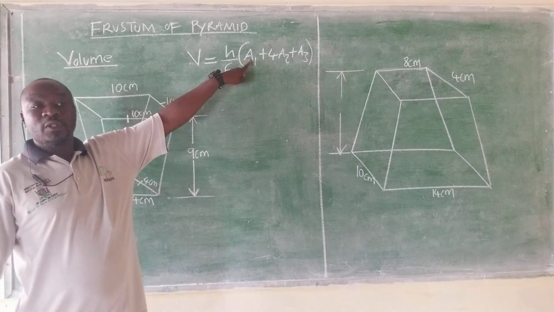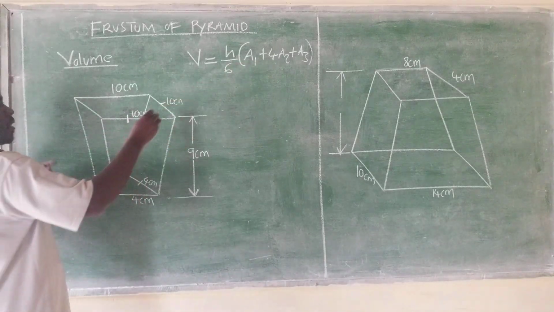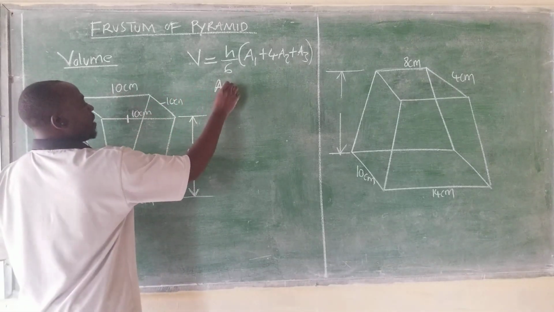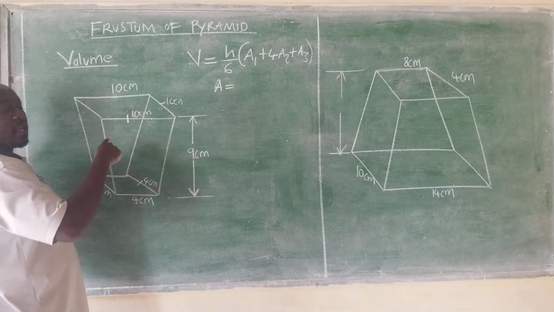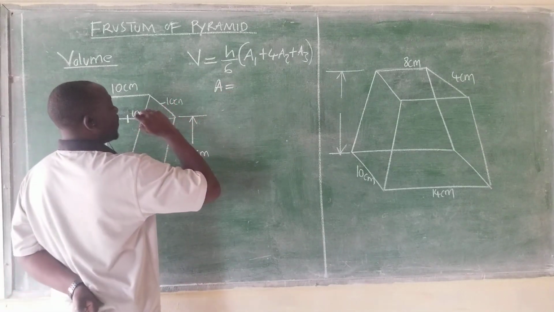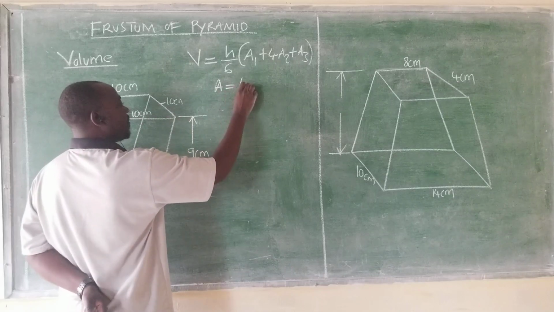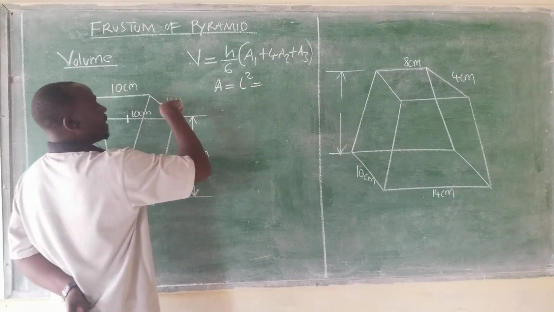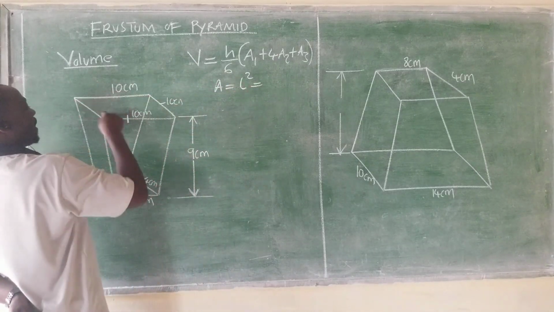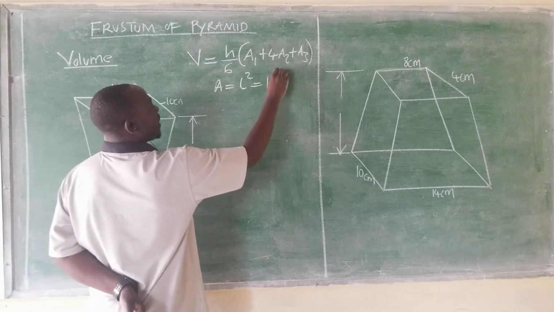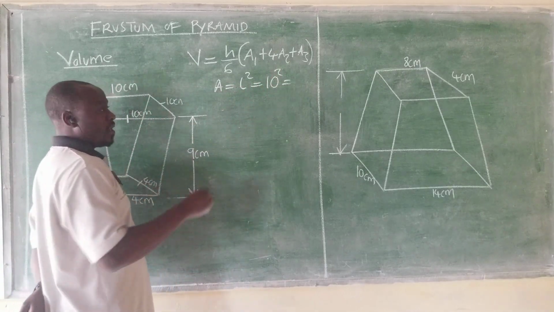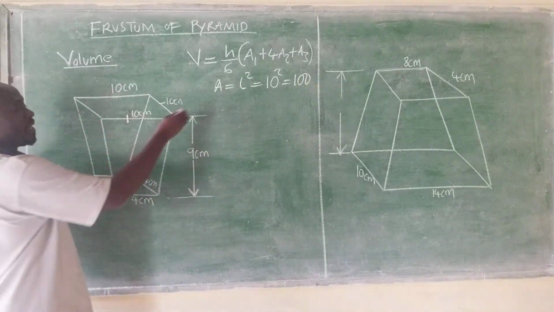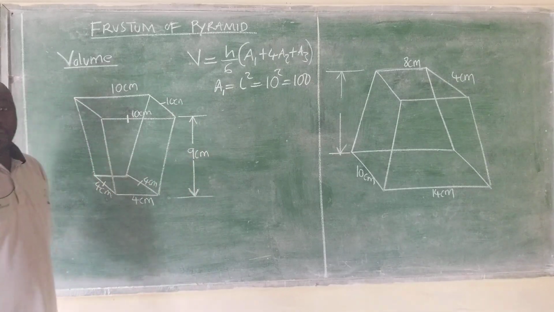So how do we find area 1? We get the top part, this one. Since it's a square, area of a square is given by L squared, where L is the length. For the top part, it's 10 squared, which gives us 100. So we are done with area 1.